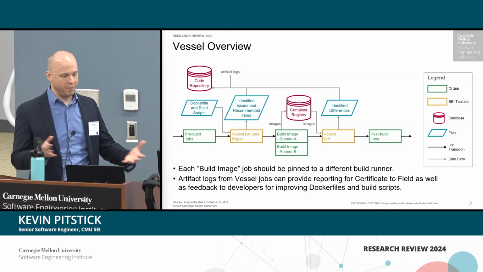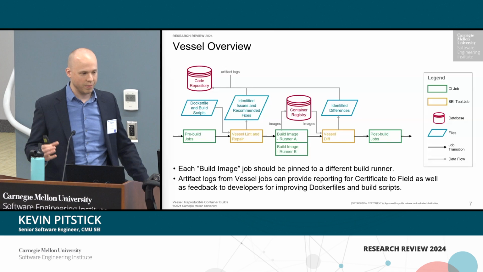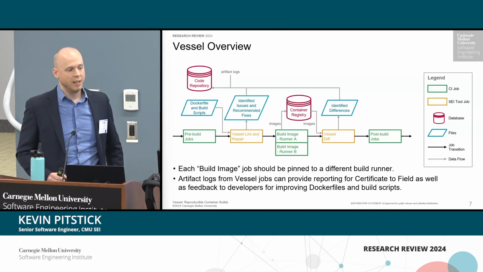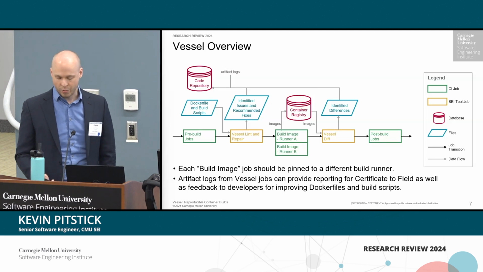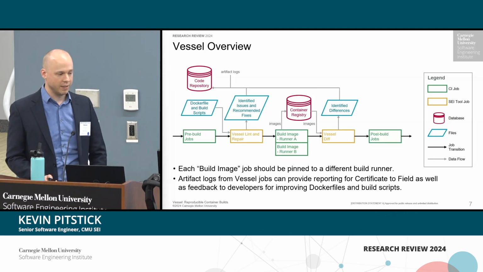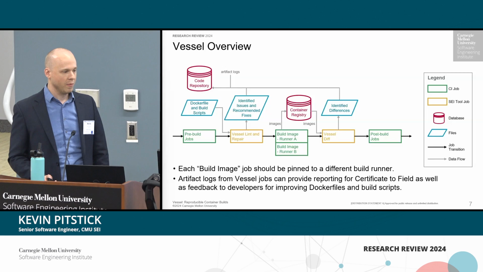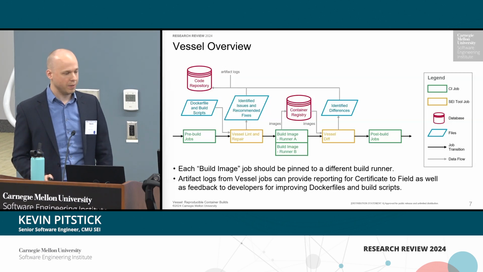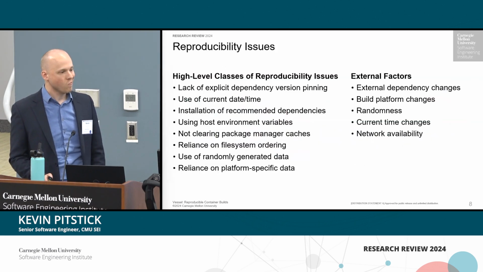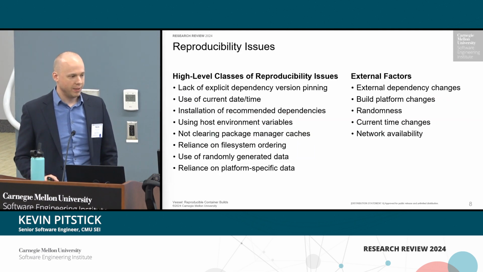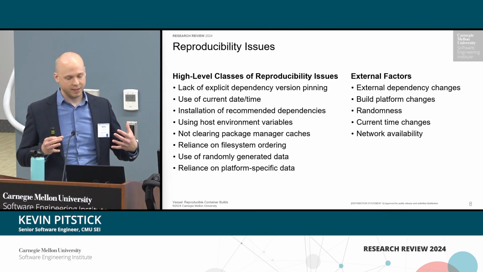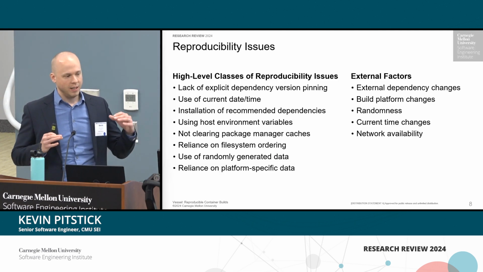And then, as shown, all of these tools can output recommendations back to developers, reports that could be used for things like certificate to field, however we'd want to do it. So I'm looking at reproducibility issues. I gave a few examples. Here's a list of high classes of reproducibility issues.